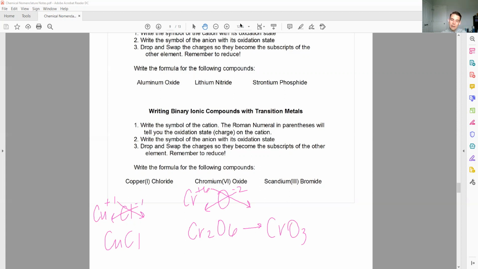And the last one here, scandium 3 bromide. Scandium, Sc, the charge +3, it's telling me. Bromide, Br -1. We go ahead and we swap them. You get ScBr3. That's it. Okay, so again, this is a little easier because it already tells you the charge of that transition metal, so you don't have to figure anything out.